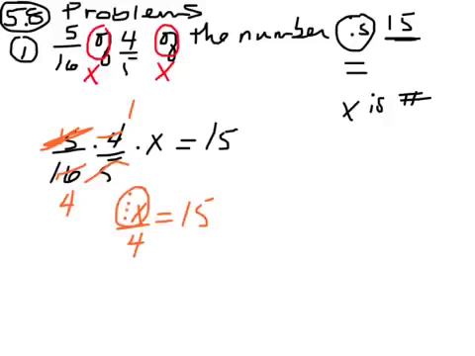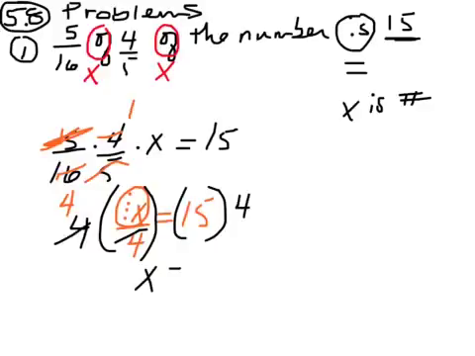If I want to solve for x, all I've got to do is multiply both sides by 4, and I get x is 60. That wasn't too bad, was it? So just remember, "of" means multiply, and "is" means equal.